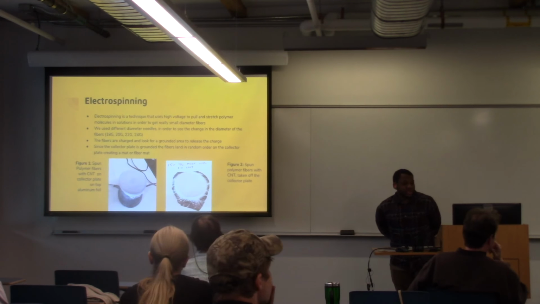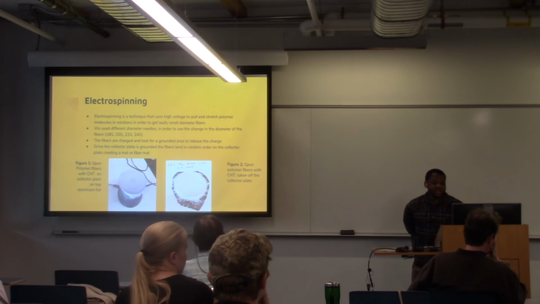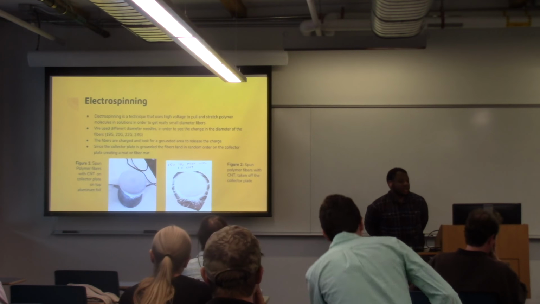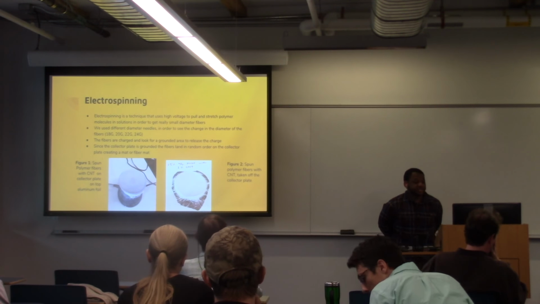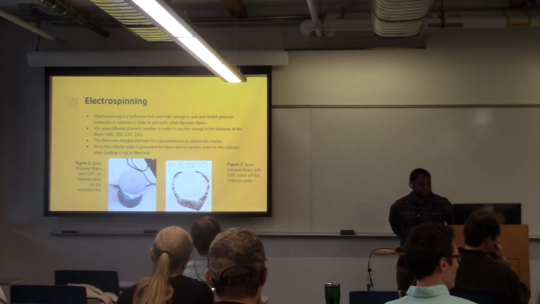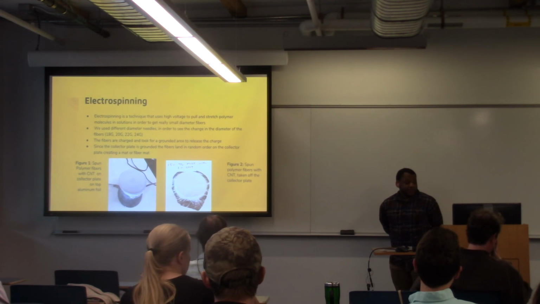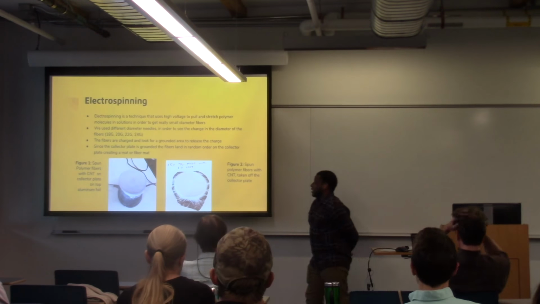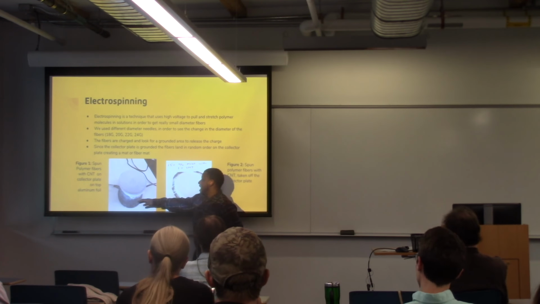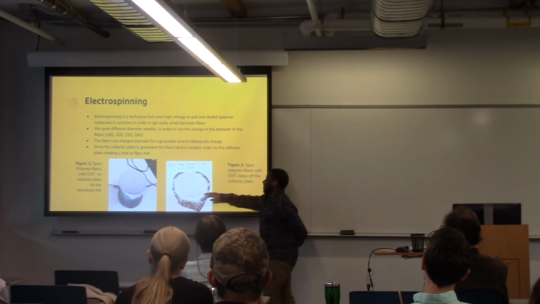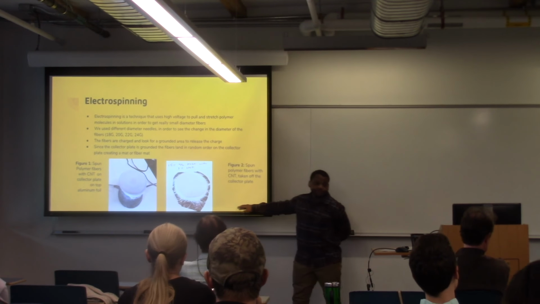The fibers are charged and look for a grounded area to release the charge. Since the collector plate is grounded, the fibers land on the collector in random order and make fiber mats. As you can see here, we have the fiber mat on the collector, and this is the fiber mat without the collector.